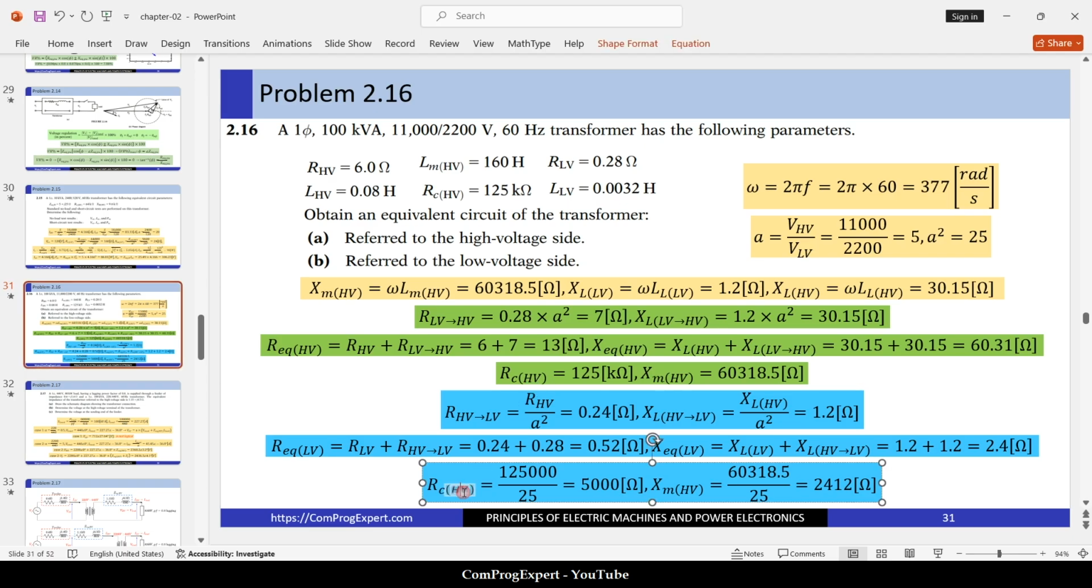So here we have this typo error. This is low voltage. Okay. The equivalent resistance for the low voltage side is the resistance of the low voltage winding plus the resistance of the high voltage winding referred to the low voltage side. Similar to this one for the leakage reactance, and we need to calculate the equivalent core resistance for the low voltage side and the magnetizing reactance for the low voltage side.